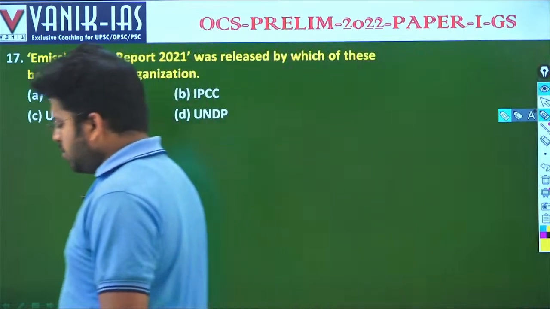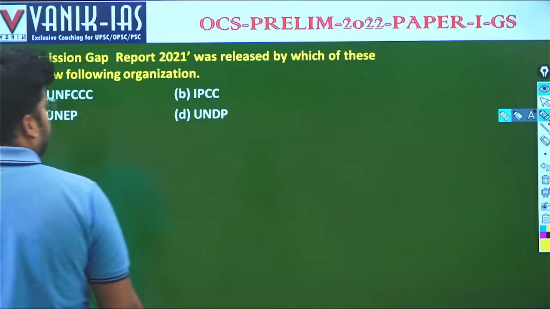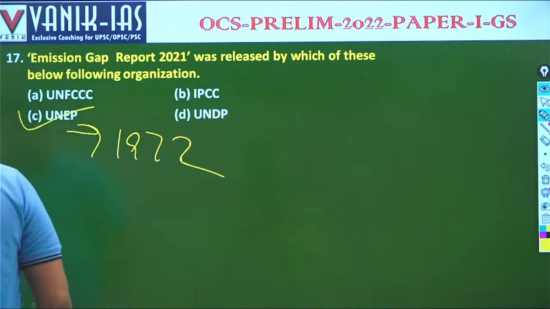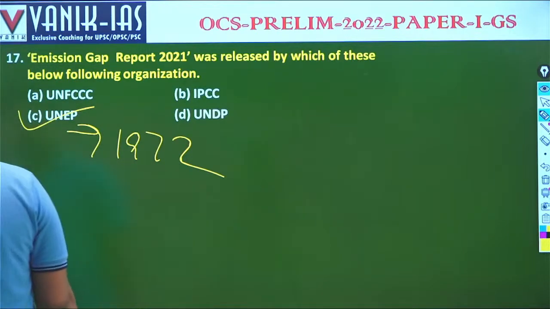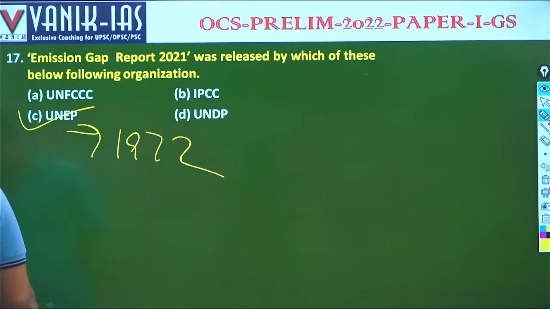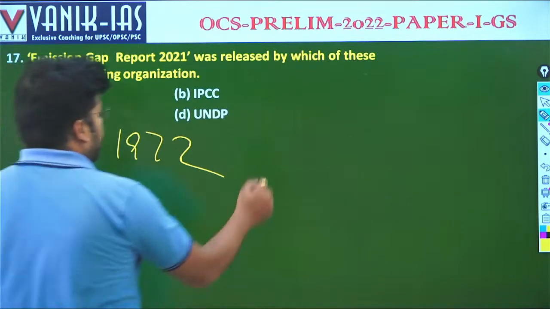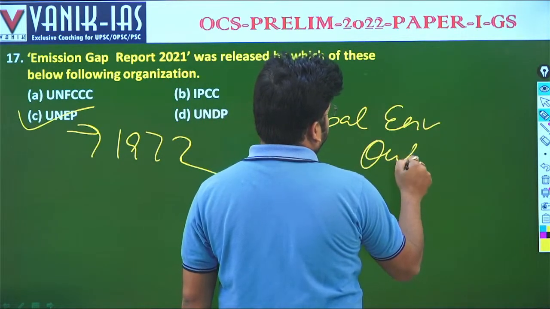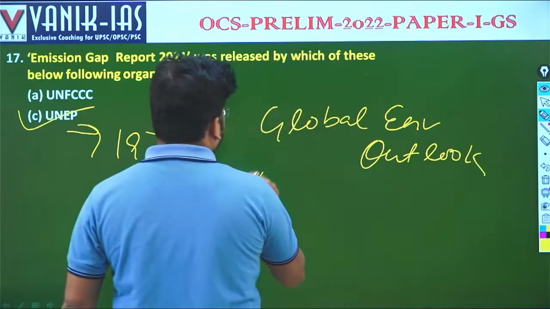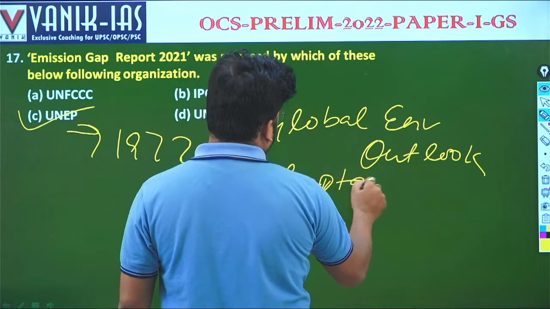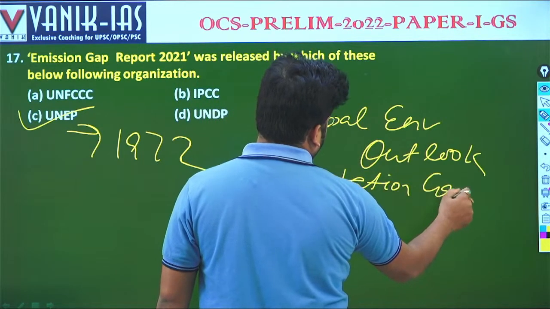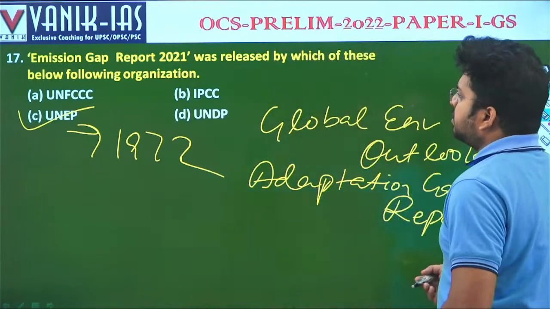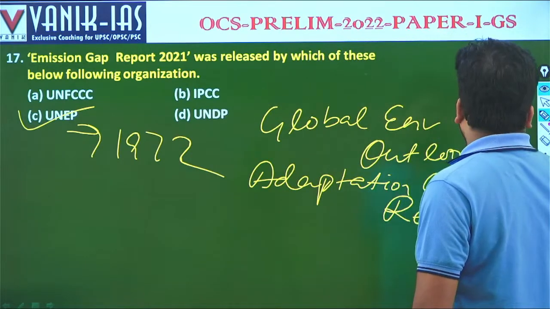Emission Gap Report, who releases it? It is released by UNEP. UNEP was established in 1972, with headquarters in Nairobi, Kenya. It has also released the Adaptation Gap Report and the Global Environment Outlook. The Adaptation Gap Report is released by UNEP.